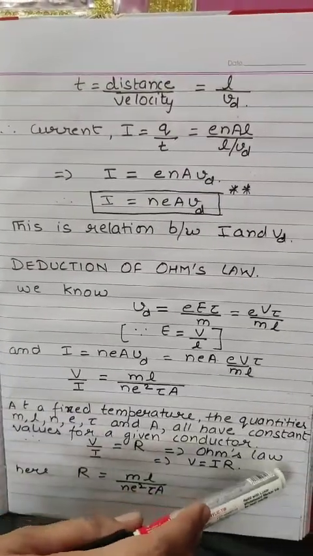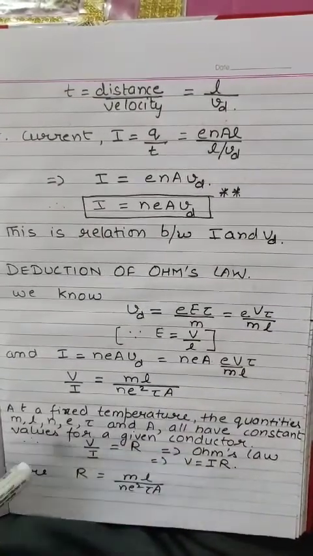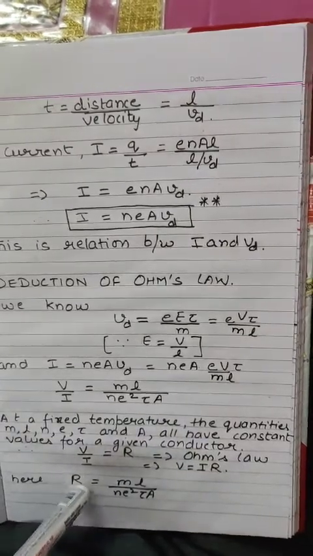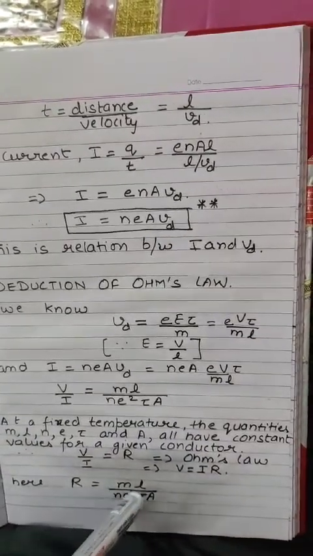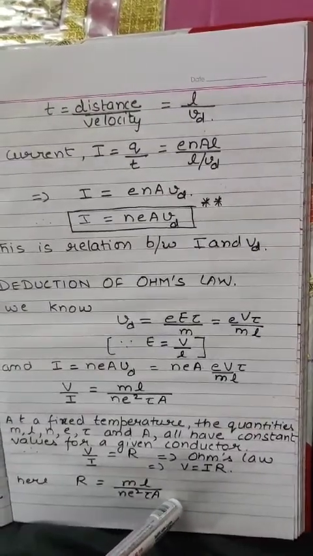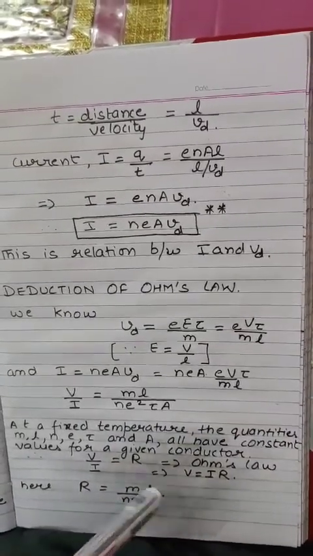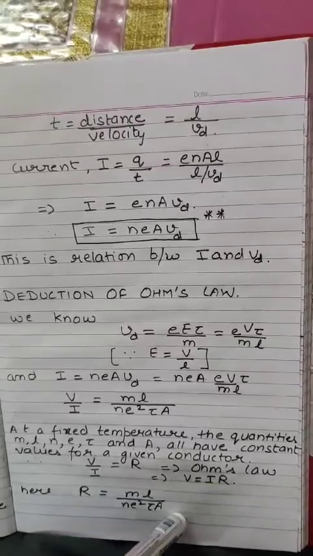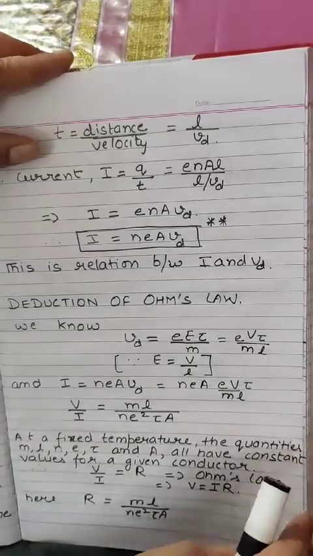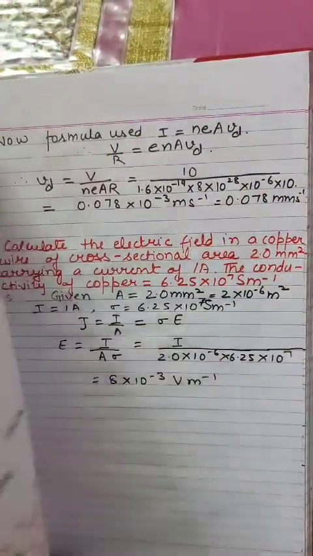This is Ohm's law, and from here we can say V is equal to IR. Putting these values from Ohm's law, we get a new relation for R, that is R is equal to mL upon ne²τA. This is a very important relation. This shows us that R is directly proportional to the length of the conductor, and it is inversely proportional to the area of the conductor, and it is also inversely proportional to the relaxation time and the number of charges flowing.